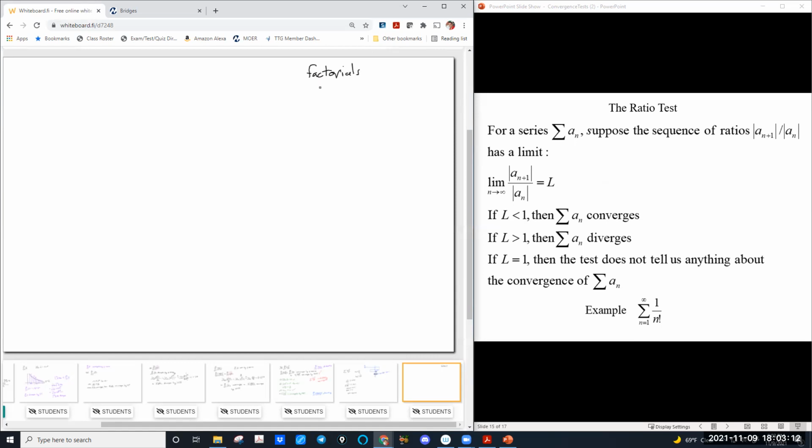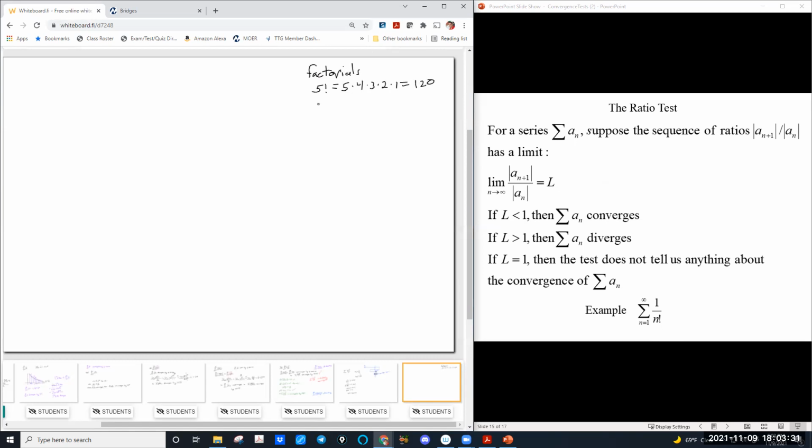All right, so a factorial means that it's the product of a number down to 1. So 5 factorial will be 5 times 4 times 3 times 2 times 1. So if you multiply all those together, you get 120.